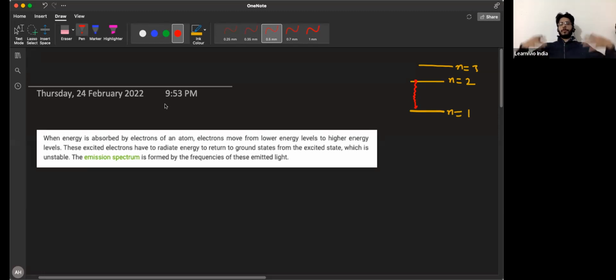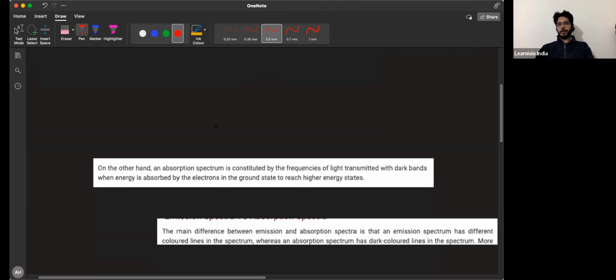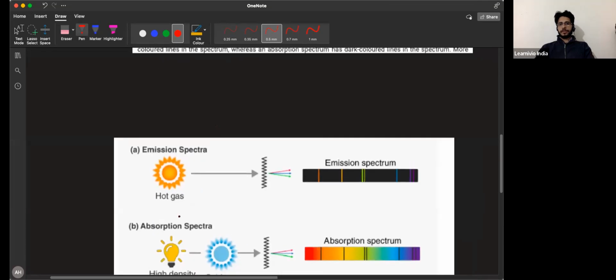When electrons jump from a higher energy level to a lower energy level, they lose energy in the form of radiation, and that radiation can form a spectrum. This is known as the emission spectrum. They emit radiation of a very particular frequency, a very particular wavelength. That gives the emission spectrum, formed by the frequency of the emitted light.